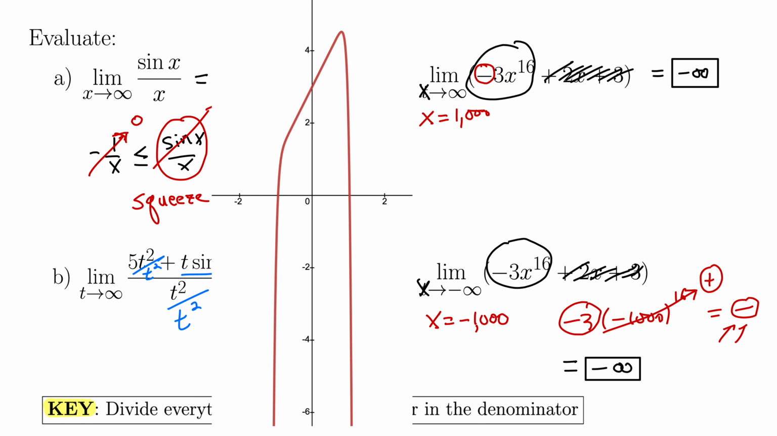And here's just a quick graph of that function from parts C and D. You can tell that as x goes out to infinity, the function is clearly going down to negative infinity. And as x goes to negative infinity, the function is still going down to negative infinity. Exactly what we'd expect to see from our analytical results.